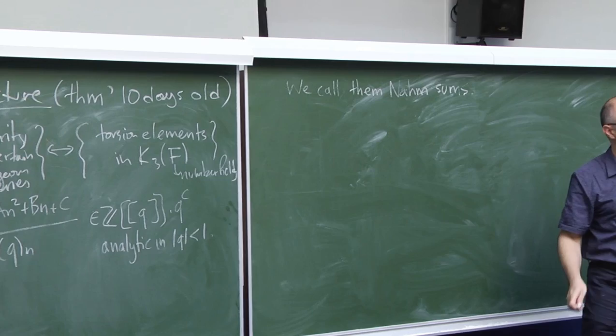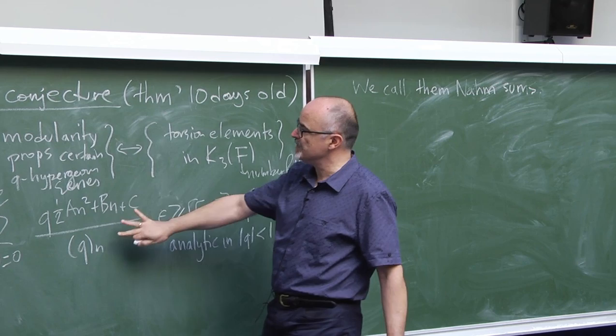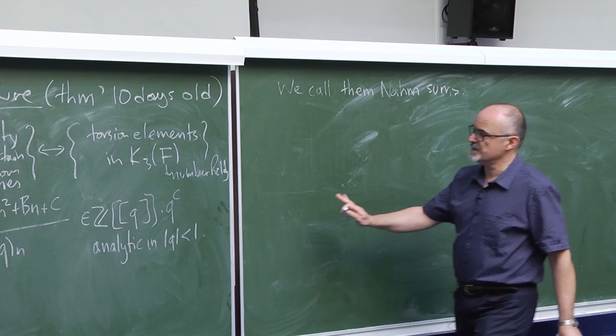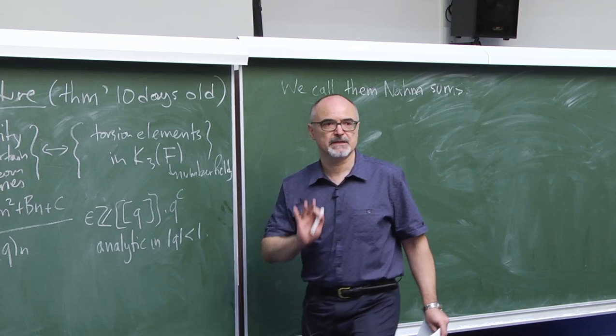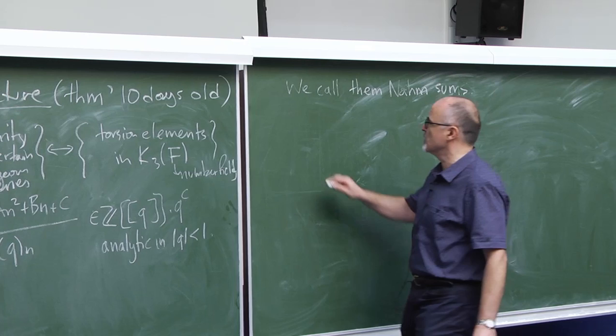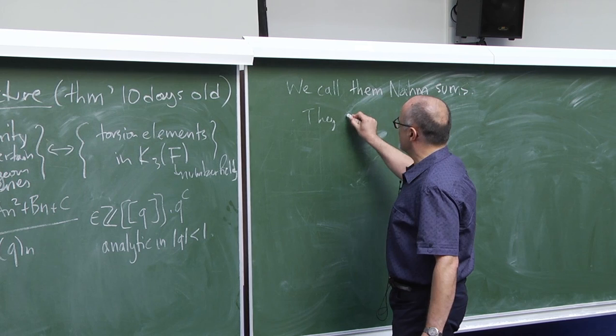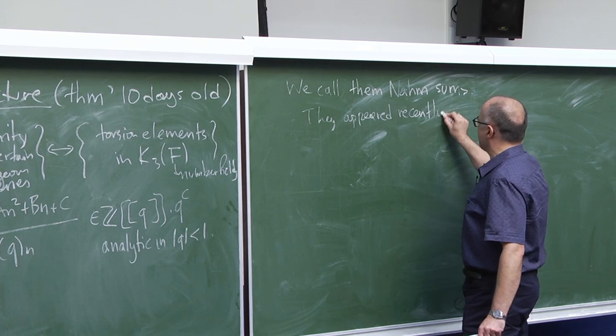Okay, so these are the Nahm sums. I'll be talking about modularity properties of these types of Nahm sums. So, curiously, hypergeometric series of this kind have appeared recently in quantum topology in at least two different contexts I know of.